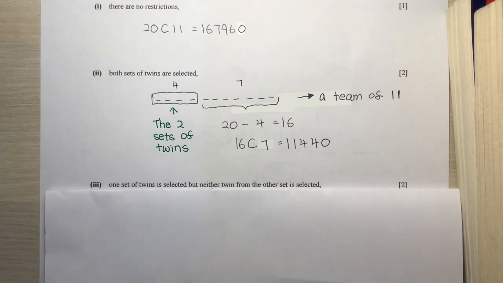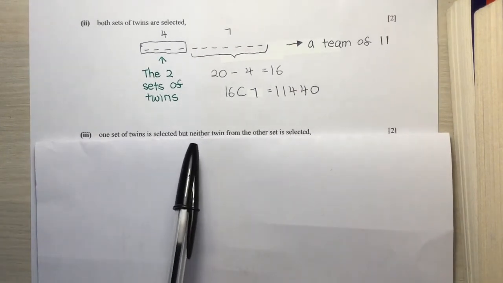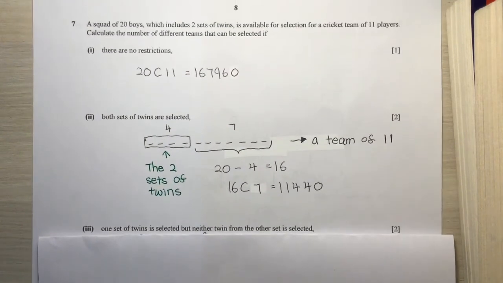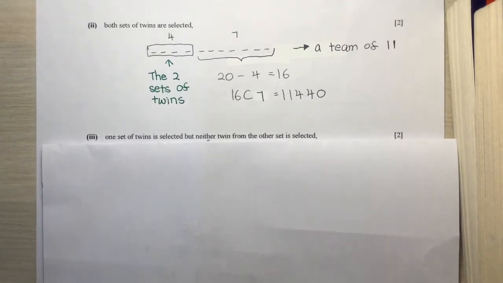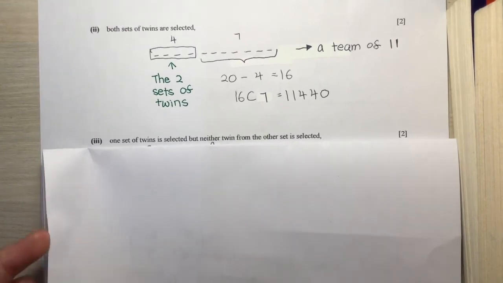And moving on to the third part. 1 set of twins is selected, but neither twin from the other set is selected. So there are 2 sets of twins. Let's say the first set of twins, we call it twins A. And the second set of twins, we call it twins B.